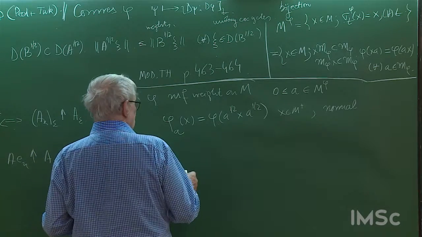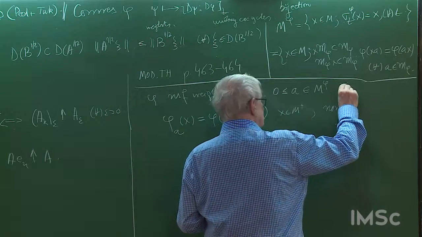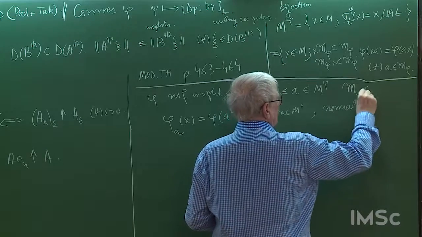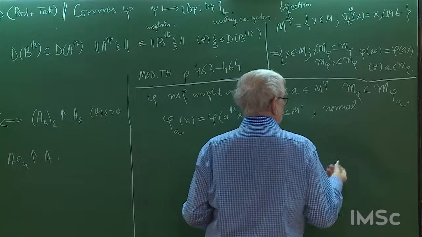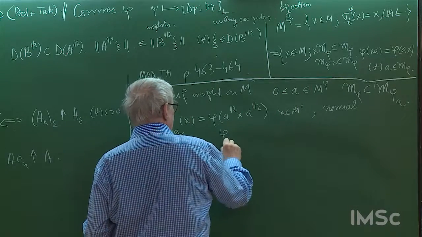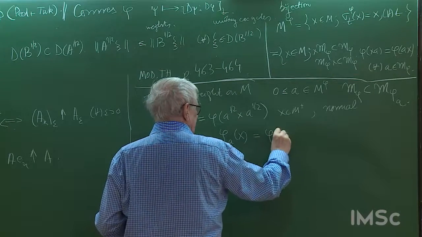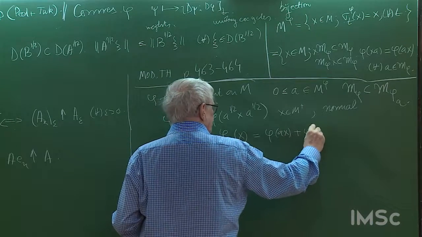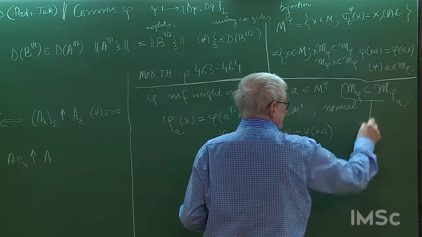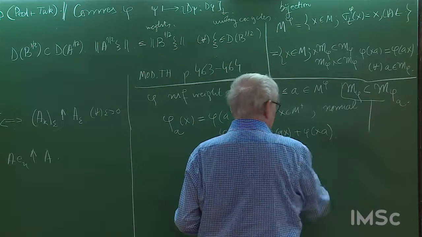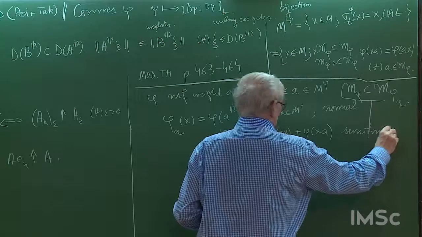And also, because we have this, we have that the M_φ is included in M_{φ_A}. And moreover, because of that, we have that φ_A(x) defined as here is equal to φ(Ax) or φ(xA). And this fact says that the new weight, φ_A, is also a semi-finite weight. Okay.